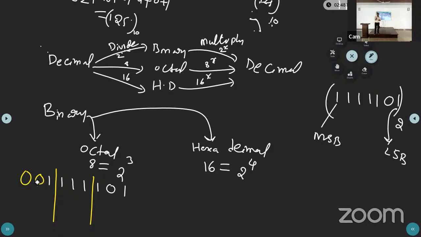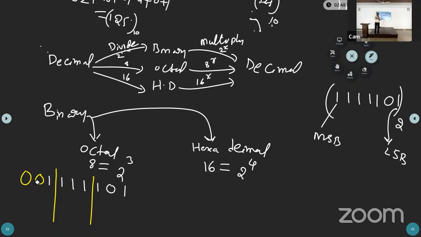Take 238. If you add a 0 on the left side of 38, what happens? It becomes 038. What is the value? 238 only. If you add the zero on the right-hand side, 2380, that becomes 2000. So don't add the zeros at the right-hand side. Always add the zeros at the left-hand side.